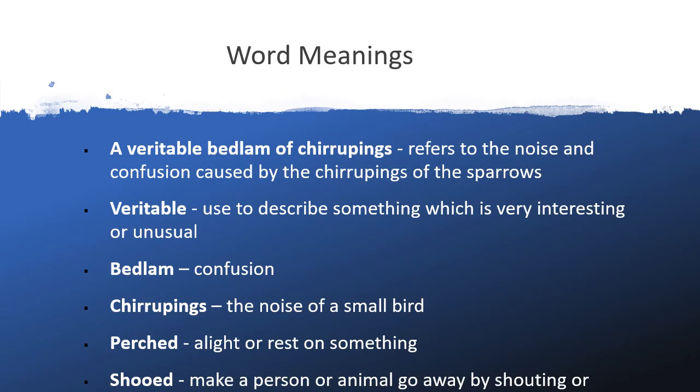Word meanings: a veritable bedlam of chirpings refers to the noise and confusion caused by the chirpings of the sparrows. Veritable: used to describe something which is very interesting and unusual. Bedlam means confusion. Chirpings: the noise from small birds. Perched: alight or rest on something. Shoo: make a person or animal go away by shouting or saying shoo.